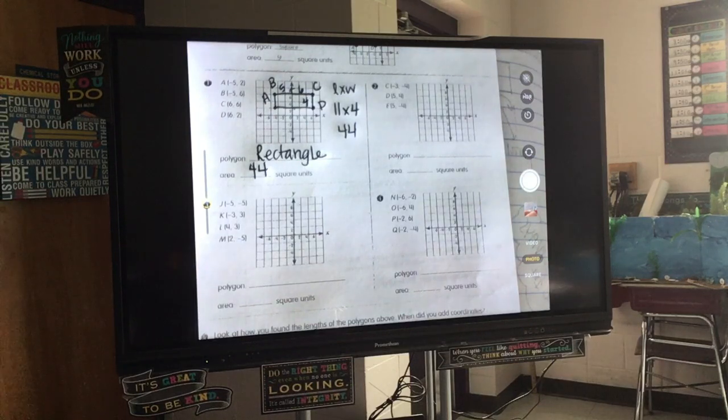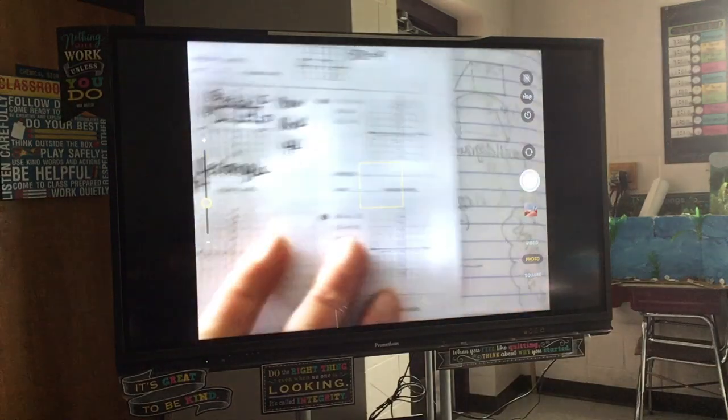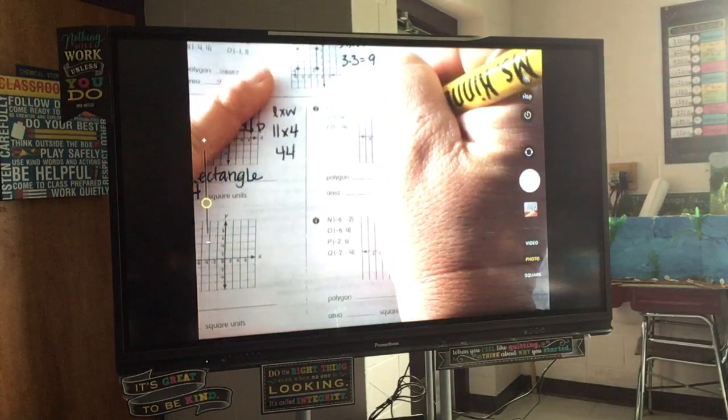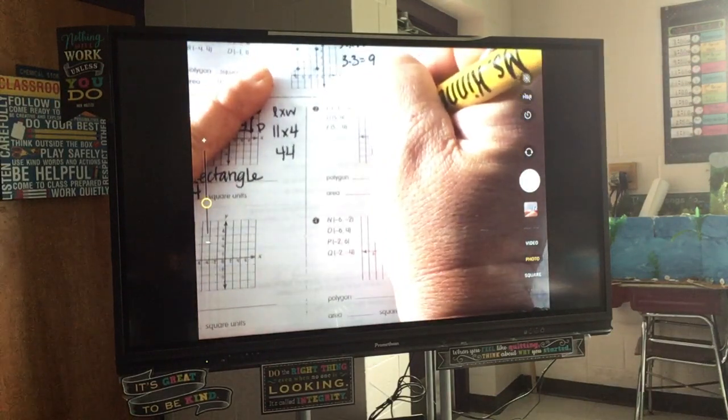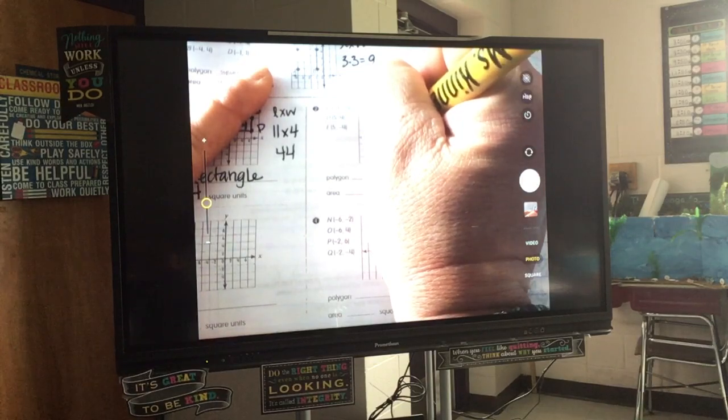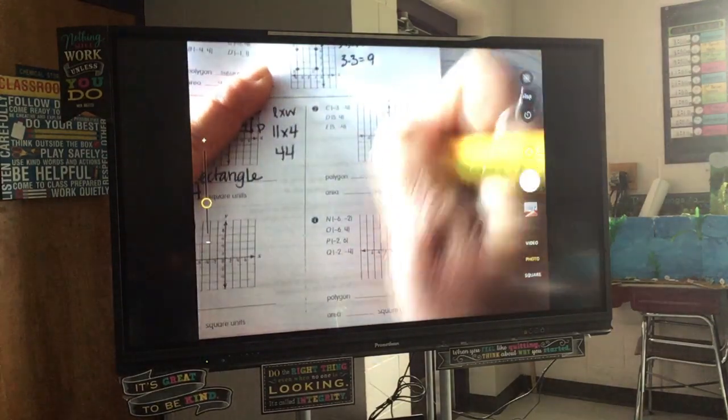All right, let's look at number 2. You have (-3, -4), (5, 4), and (5, -4). Please tell me how to get to point C. You go to the left, yeah. Okay, and then what? And then you go down to the 4. Okay, so this is point C.